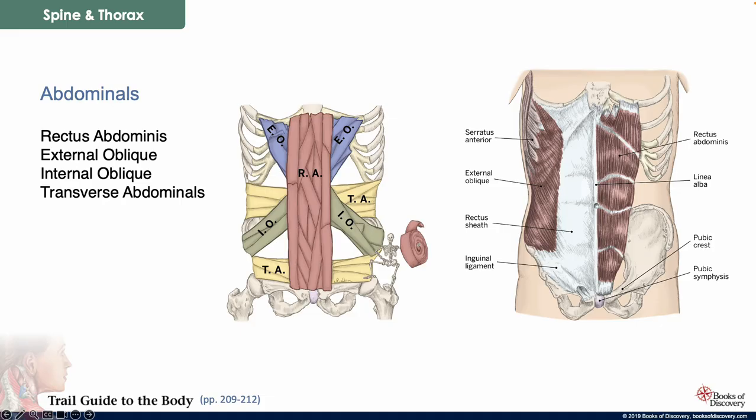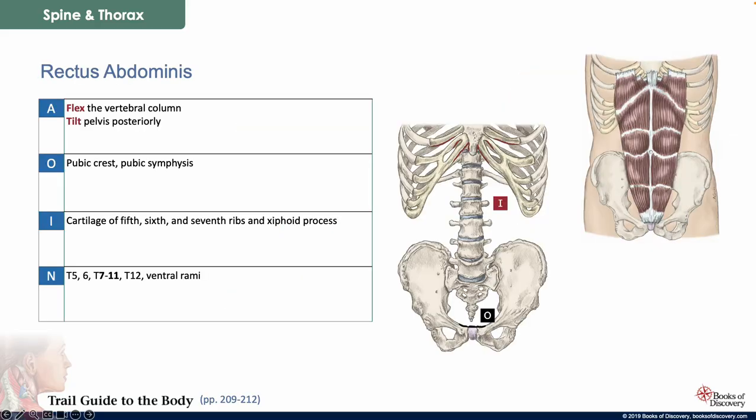The abdominals. So we have rectus, up and down, external oblique, internal oblique, and something called the transverse. Transverse is always going to be the cross section. Let's dive in deep. Rectus abdominis is your washboard ab look. The action of this is to flex your vertebral column and tilt your pelvis posterior.